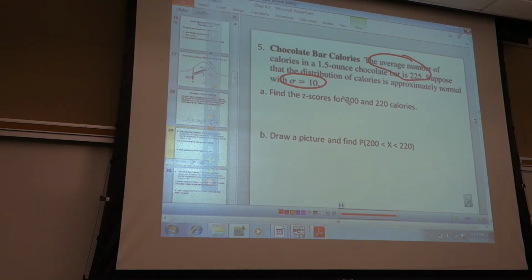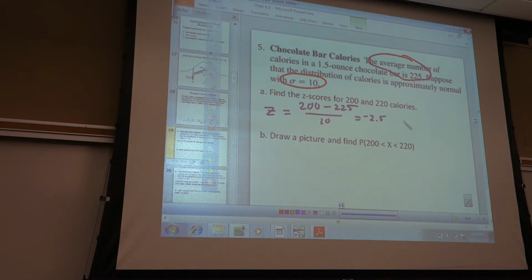Okay, so find the z-scores for 220. Here you go. What's the z-score for 200? How'd you find it? 200 minus 225 over 10. And you got? Negative 2.5. Great. Next one.